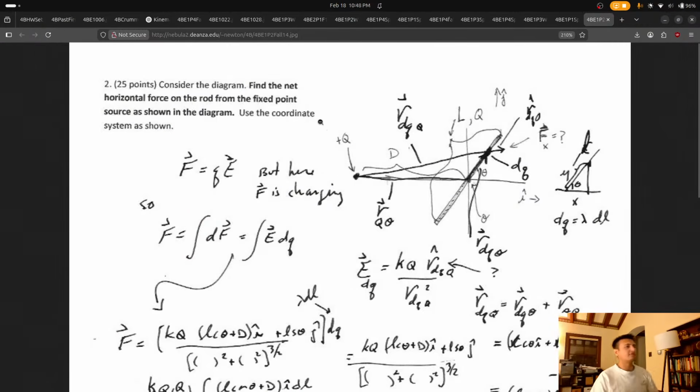All right, torque. Find the net horizontal force on the rod from the fixed source shown in the diagram. So we have a theta. So this is going to apply more force here. Force here. It's going to be, oh, this is an interesting one actually.